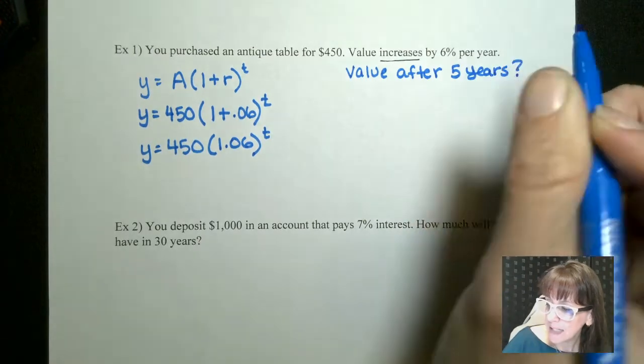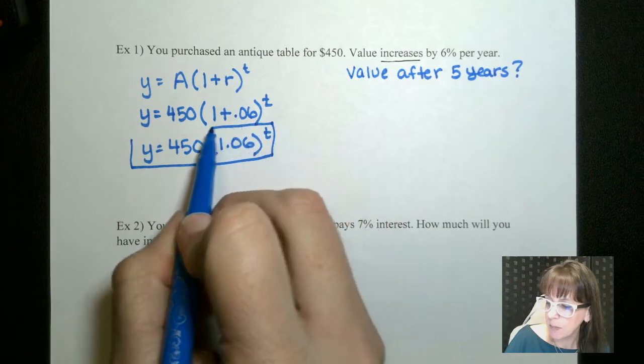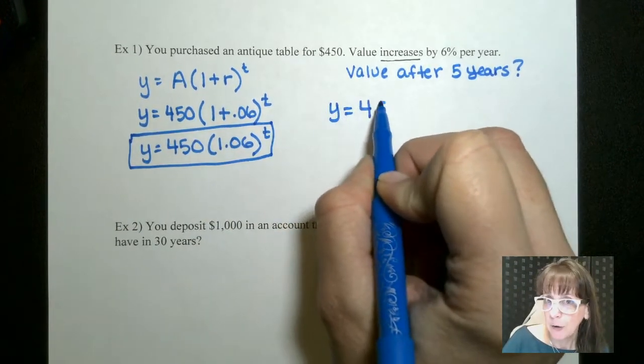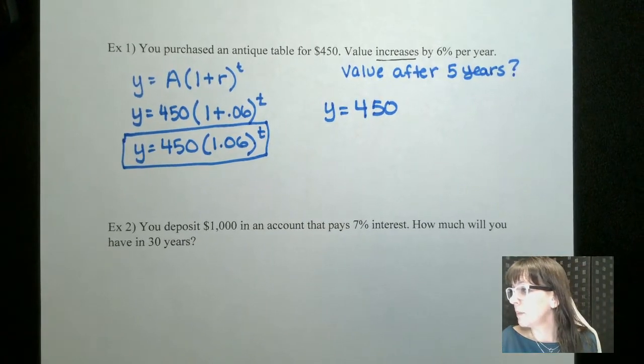Well, this is the equation that we're going to use. So I'm going to go ahead and box that. And remember, T is our time in years. So we're going to say y equals 450. I don't know why my camera does that. I'm so sorry. It's bumping in and out like that.